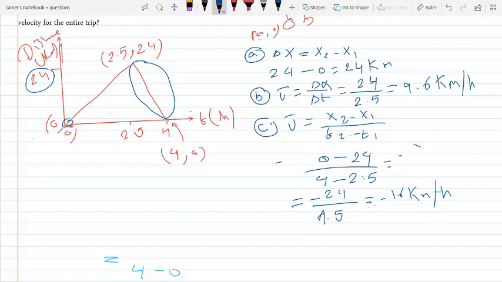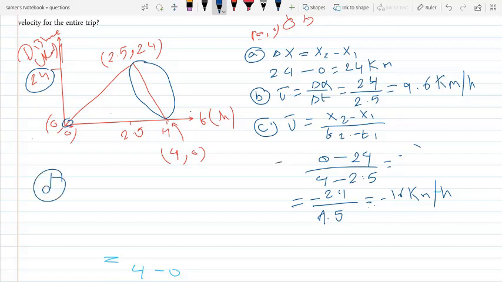Now we can see that the velocity for the homeward leg of the trip is negative. That's because we chose the north direction to be positive, and the direction of motion for the homeward leg of the trip is negative, so the velocity is negative.